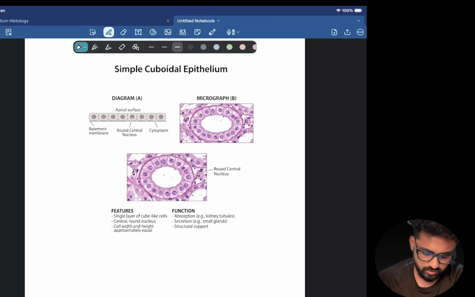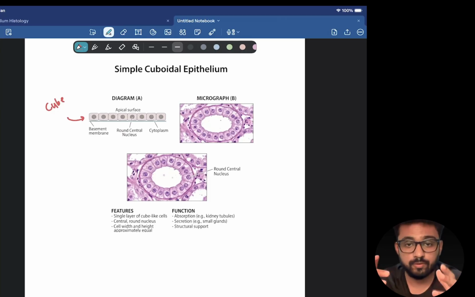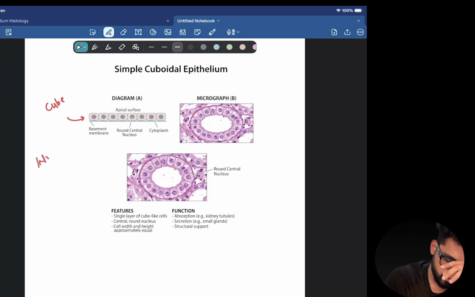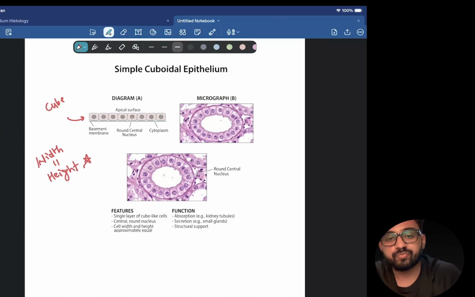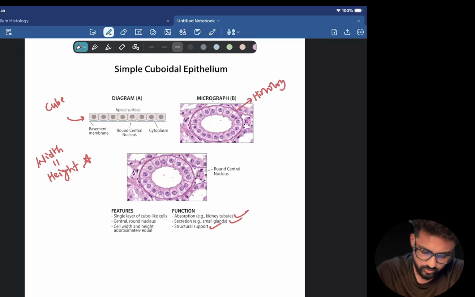So next is simple cuboidal epithelium. This is a single layer of cube-like cells. Here you can see these are the cube-like cells with a central round nucleus, and cell width and height are approximately of equal size. So width of the cell is equal to height of the cell is the important feature in this epithelium, and function is absorption, as you can see in kidney tubules, secretion in small glands, and structural support to the tissue. This is the histological image. Here you can see a nice simple cuboidal epithelium.